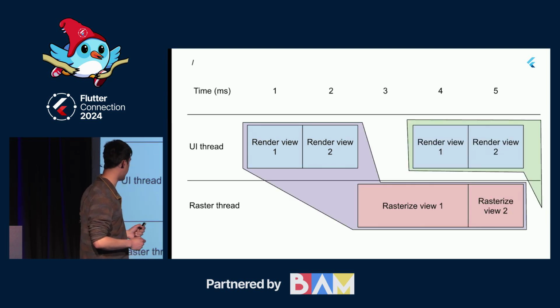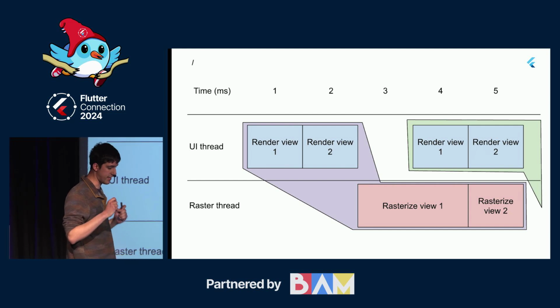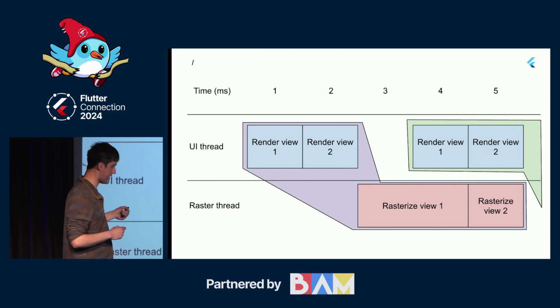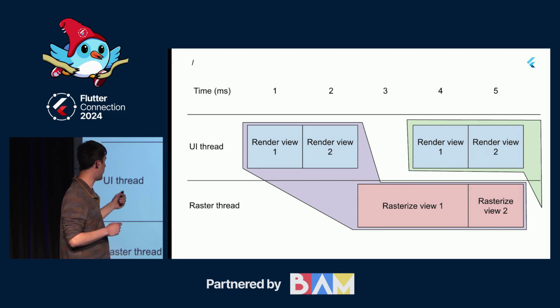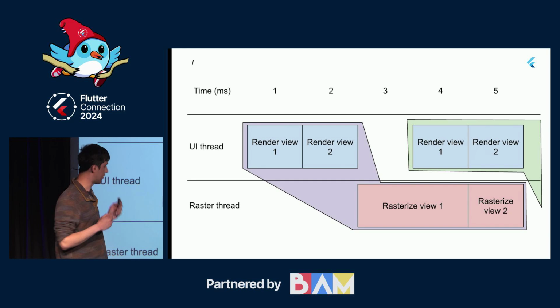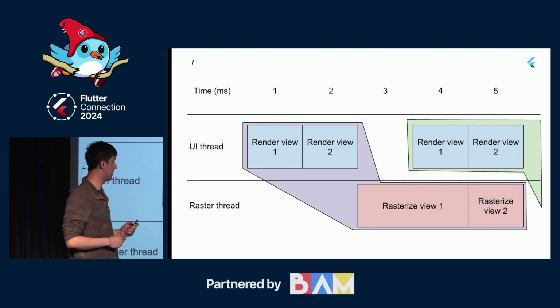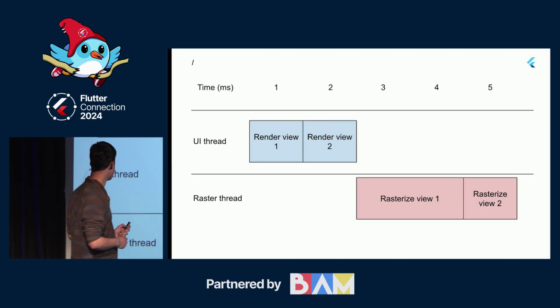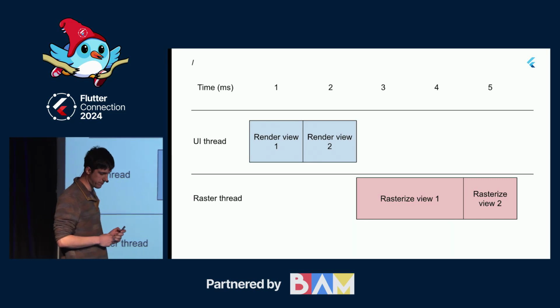A benefit of this design is that we can actually be working on 2 frames in parallel. On the left here in purple is my first frame, and on the right in green is my second frame. And notice how at time 4, the framework is rendering a view while at the same time the raster thread is rasterizing a view. So this is nice, but we want to see if we can do even more parallelism by parallelizing within a single frame. OK, so let's look at a slightly simpler example.